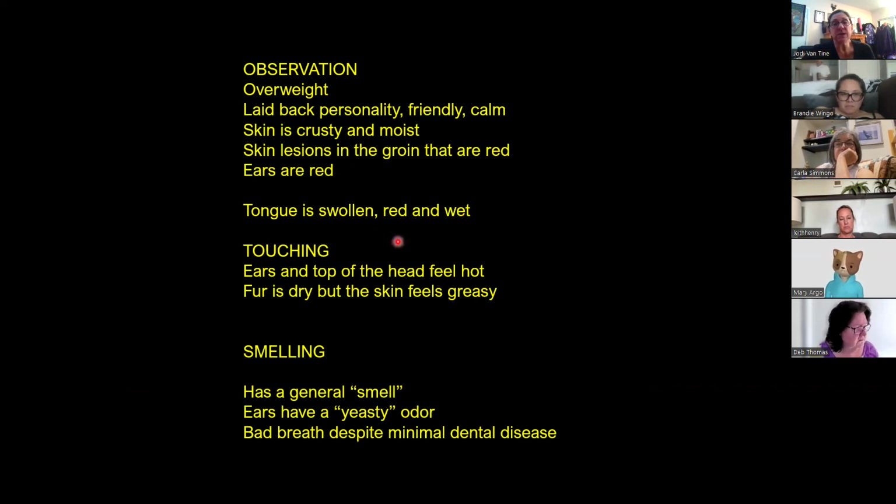When you touch the dog, his ears and the top of the head feel hot. The fur is dry. Remember, like in the last case, the fur was dry, but this time the skin feels really greasy. And you also notice that he has a smell that you can pinpoint to the ears. They have kind of a yeasty type of an odor. And then the teeth really don't have a lot of dental disease, but his breath doesn't smell nice and clean. It has kind of a bad breath or halitosis.